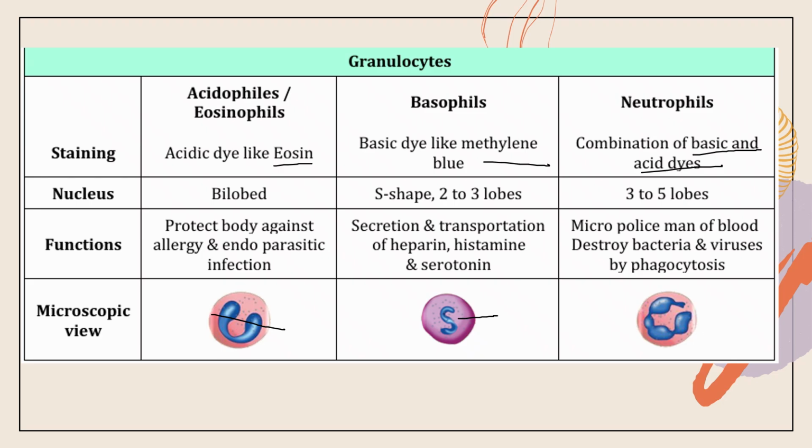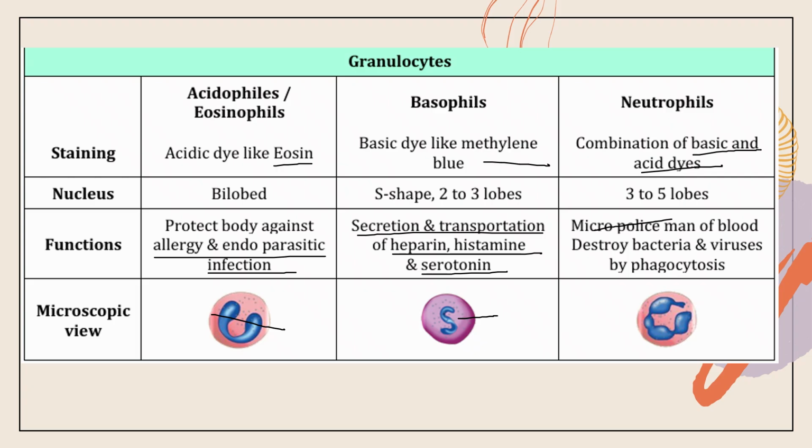What is the primary function of these cells? So eosinophils protect our body against allergy and endoparasite infection. Whenever we have an allergy or whenever some parasite, endoparasites are parasites which live inside our body, it protects us from endoparasite. Basophils are used in the secretion and transportation of heparin, histamine and serotonin. So these are the chemicals which are secreted and transported by basophils.